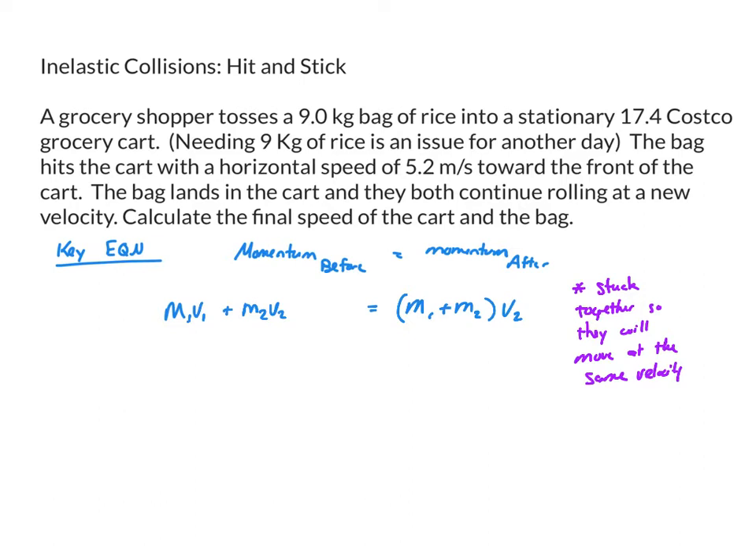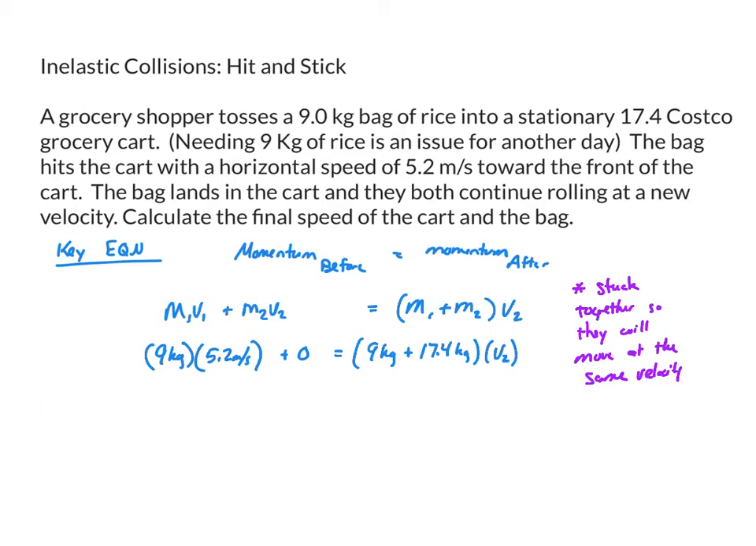So in this case, the bag of rice is the thing that's traveling with a horizontal speed initially, and the cart is stationary. So our mass 1 is the mass of the bag of rice, 9 kilograms, times the speed that it's traveling. In this case, it's 5.2 meters per second towards the front of the cart. Let's call that positive. Now, the second entity is 0 because this cart is stationary. Now, to find the final velocity, we'll add those two masses together, the bag of rice and the 17.4 kilogram cart, and solve for V2.